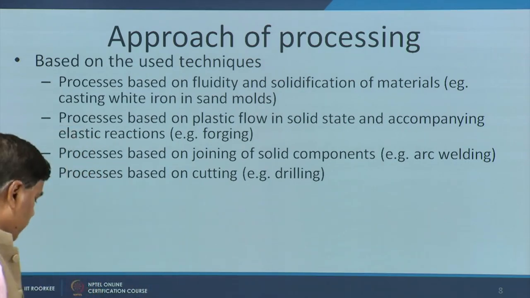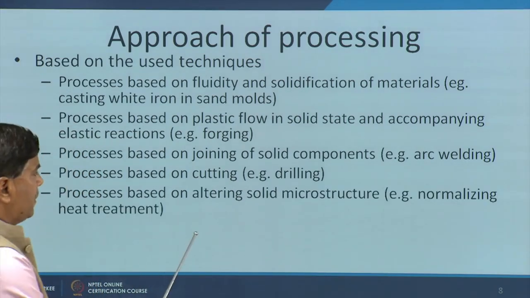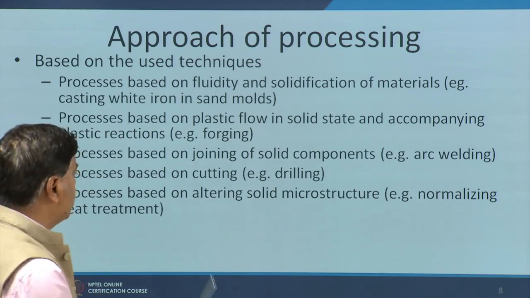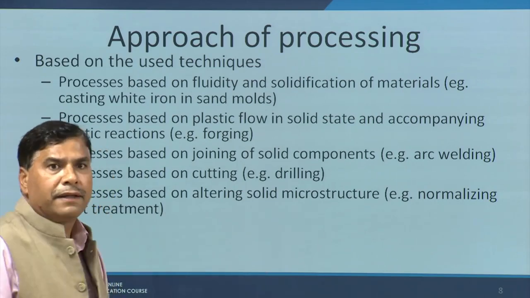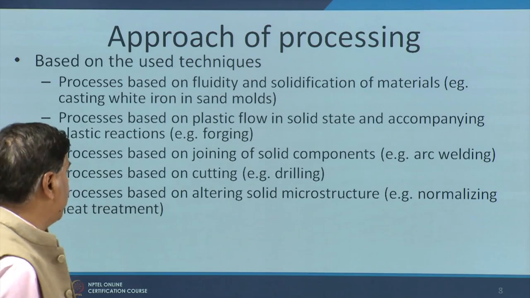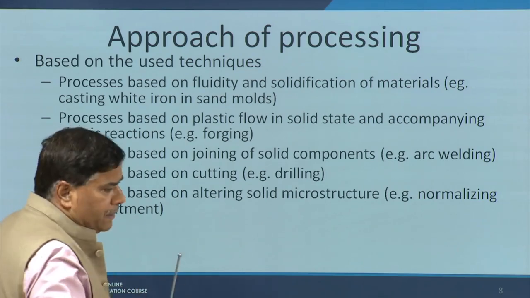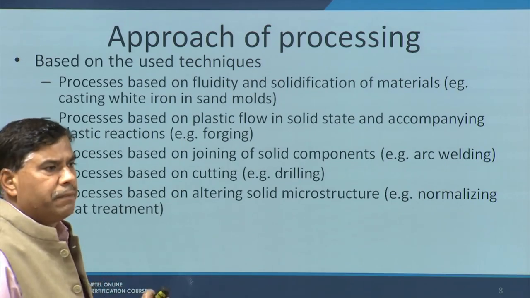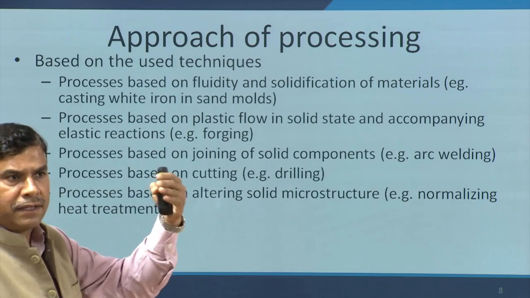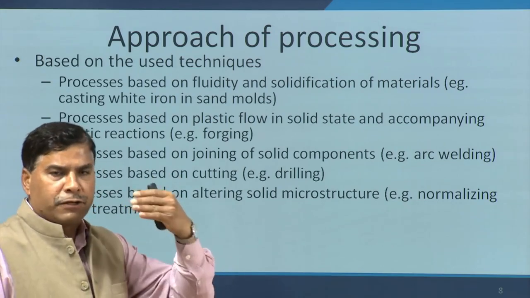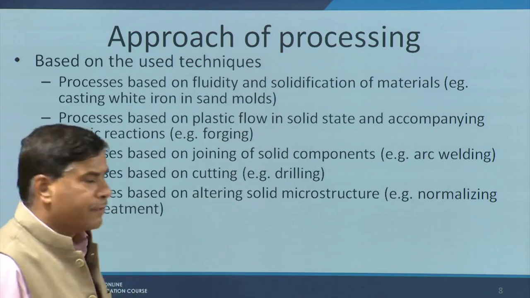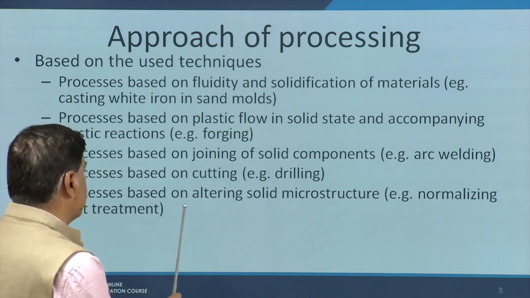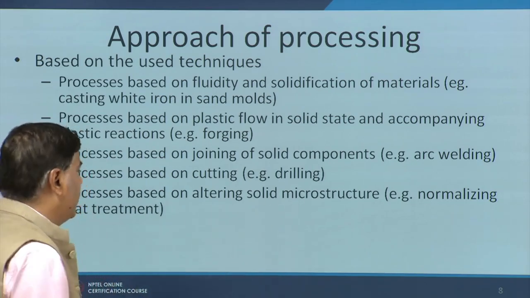So, this is another group of processes. The processes based on altering the microstructure, the solid microstructure. This group of processes is used for altering the properties of the material through the heat treatment approach. Basically the component whose properties are to be changed is heated to a high temperature, and then after soaking for a suitable time, it is cooled at a different rate in order to achieve a different set of properties. So, basically this involves altering the microstructure in the solid state.